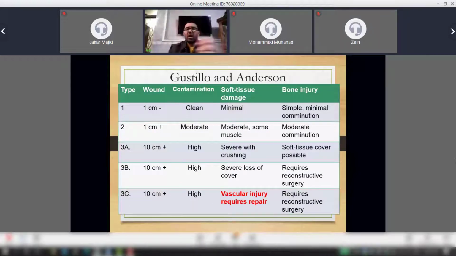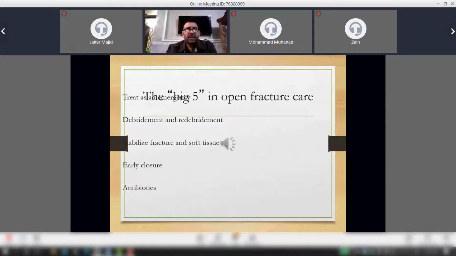And this is another Gustilo and Anderson, as we said. And yes, how can we treat it? By debridement and re-debridement later on, and thorough washing with normal saline or Ringer, stabilization of the fracture and soft tissue, early closure, and then antibiotic is very vital in the open fracture.